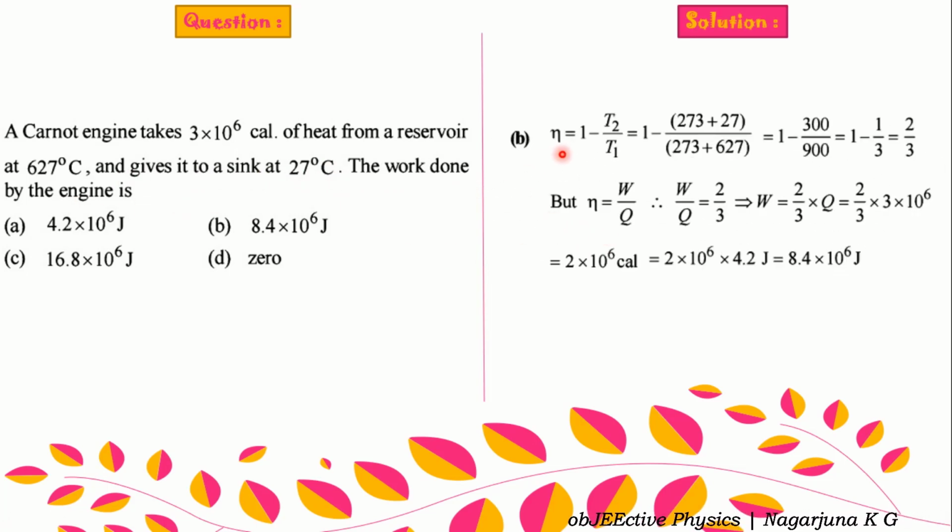We know that the efficiency of the Carnot heat engine, eta, is equal to 1 minus T2 by T1, that is equal to 1 minus (273 plus 27) by (273 plus 627). By simplifying it, we get eta equal to 2 by 3. But eta is also written as W by Q by definition. Therefore, W by Q is equal to 2 by 3, or W is equal to 2 by 3 into Q. Q is given in the question. So, 2 by 3 into 3 into 10 power 6, or finally we get the answer in terms of joules, 8.4 into 10 power 6 joules. That is option B is the right option.